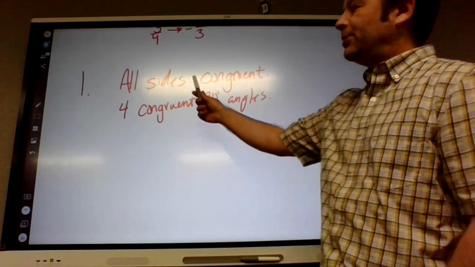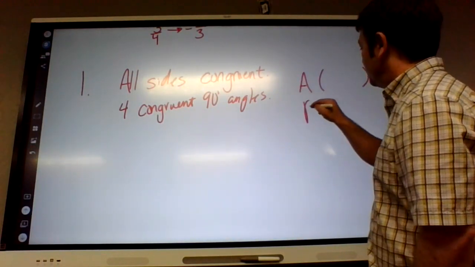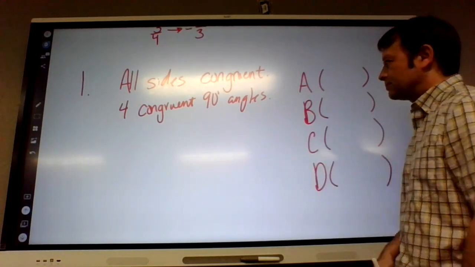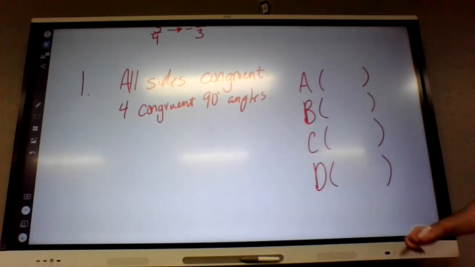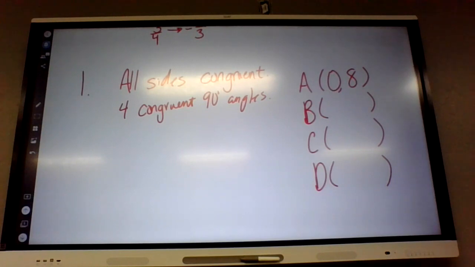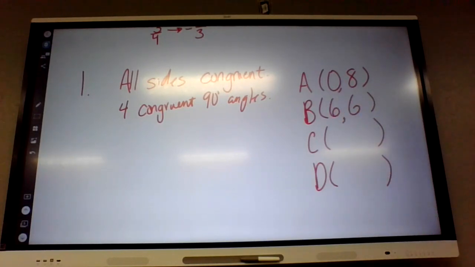Okay, how can we show that all sides are congruent? First off, let's identify what these points are. Where is A at? 0, 8. Where is B at? Somebody else find C and D too. B's at 6, 6. C is 4, 0. D is negative 2, 2.